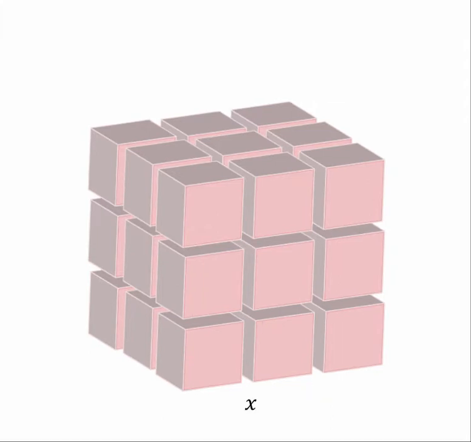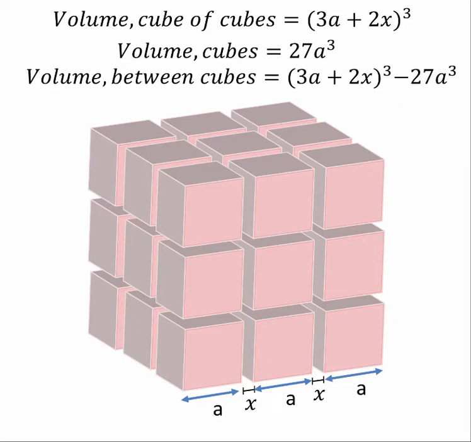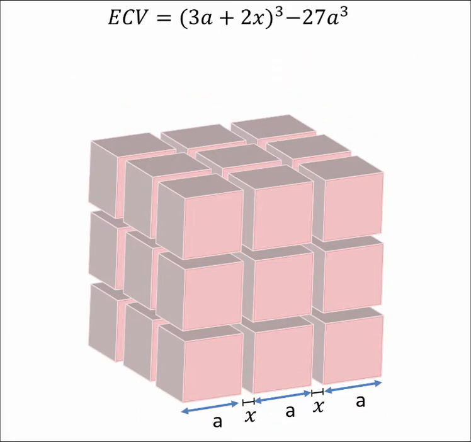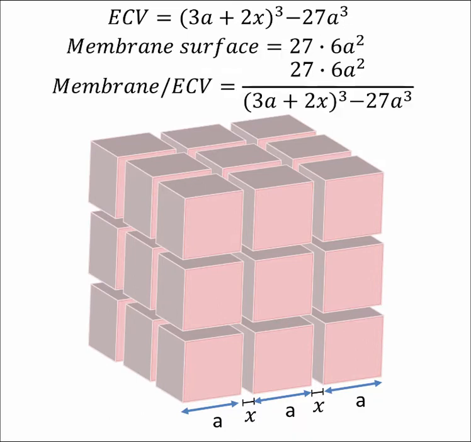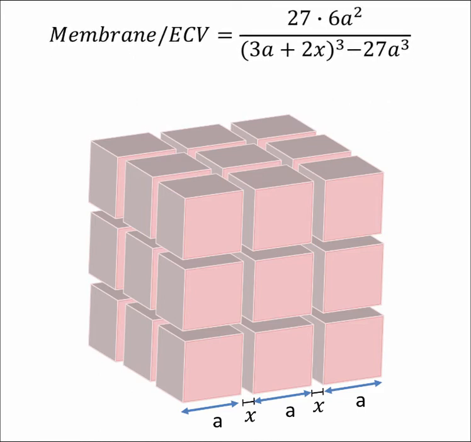We now build the mathematical description of the extracellular volume of the tissue. The cube of cubes will have a volume of the expression shown. The 27 cubic cells will have the volume of 27 times A cubed. Therefore, extracellular volume will be the difference between these two expressions. If we divide the total membrane surface area, 27 times 6A squared, by extracellular volume, we have an expression for the relation between unit membrane surface and unit extracellular volume.